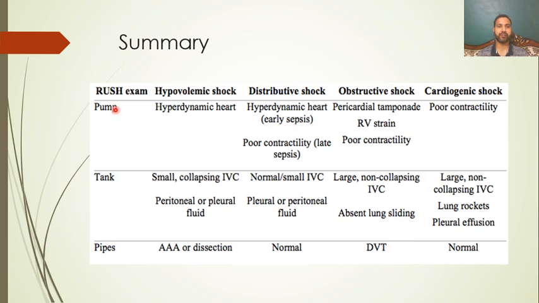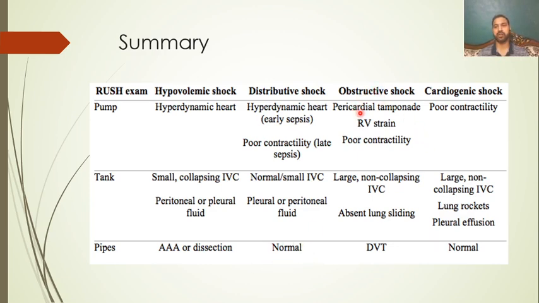So in summary, you can have three things: pump, tank, and pipes, on the basis of which you can differentiate hypovolemic shock, distributive shock, obstructive shock, and cardiogenic shock. In hypovolemic shock, there will be a hyperdynamic heart with a small collapsing IVC. There may be a collection of peritoneal or pleural fluid, with presence or absence of aortic dissection. In distributive shock of early sepsis, there will be a hyperdynamic heart, but in the late stages of sepsis, there will be myocardial depression and poor contractility. There may be a normal or small IVC. There can be a collection of pleural or peritoneal fluid with normal great vessels.